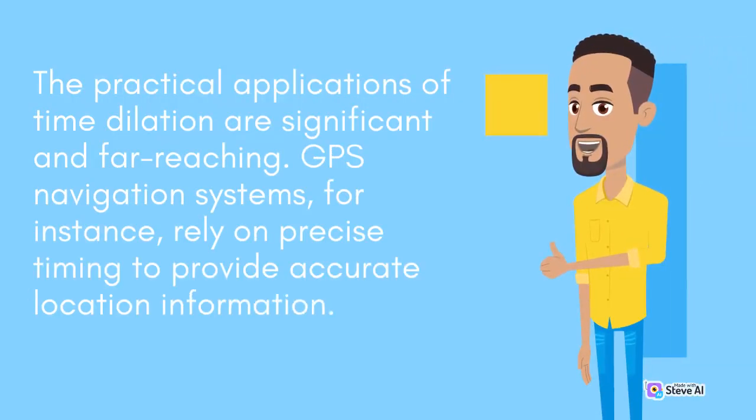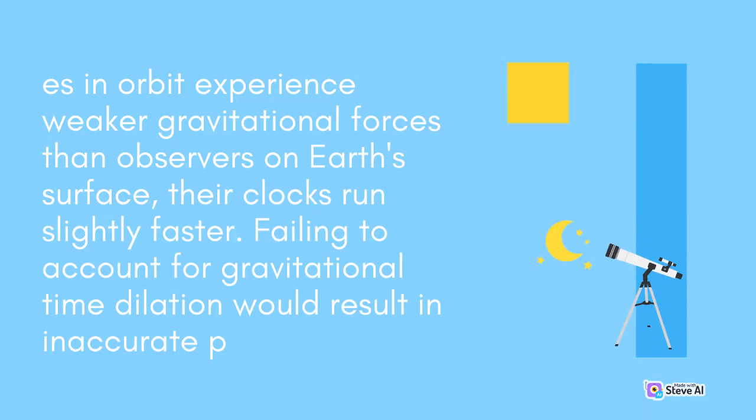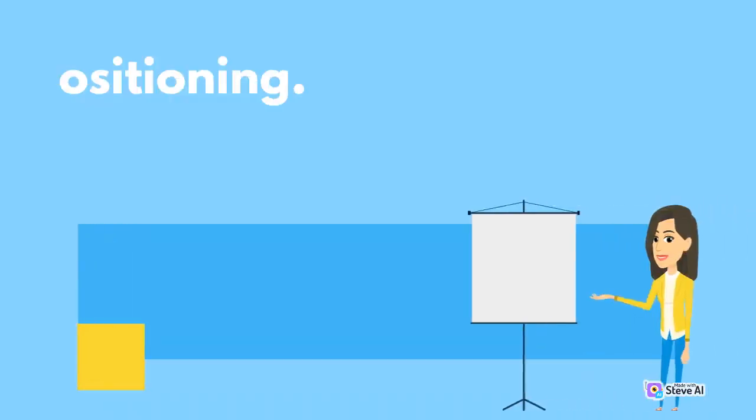The practical applications of time dilation are significant and far-reaching. GPS navigation systems, for instance, rely on precise timing to provide accurate location information. Since the satellites in orbit experience weaker gravitational forces than observers on Earth's surface, their clocks run slightly faster. Failing to account for gravitational time dilation would result in inaccurate positioning.